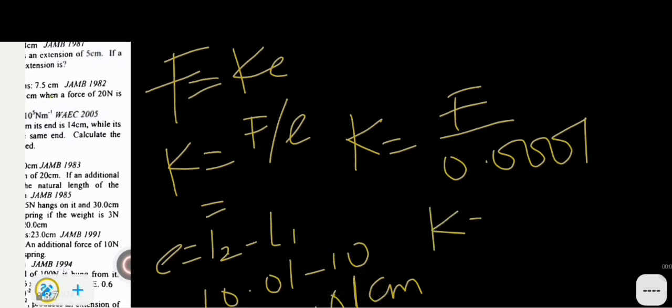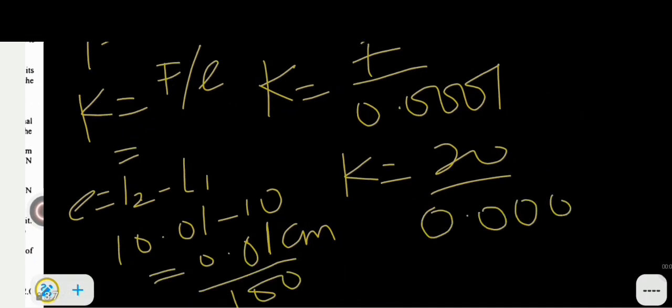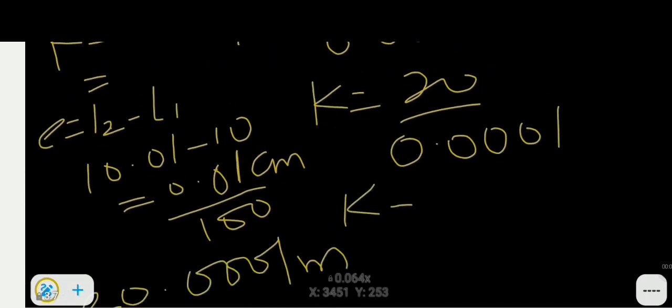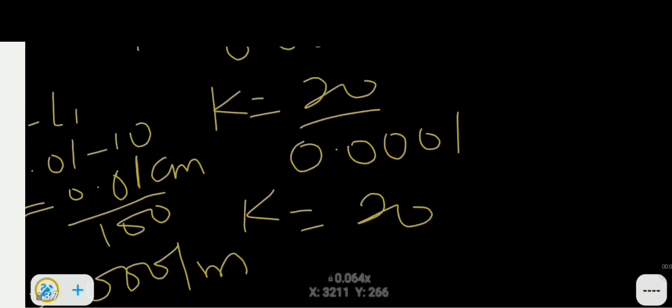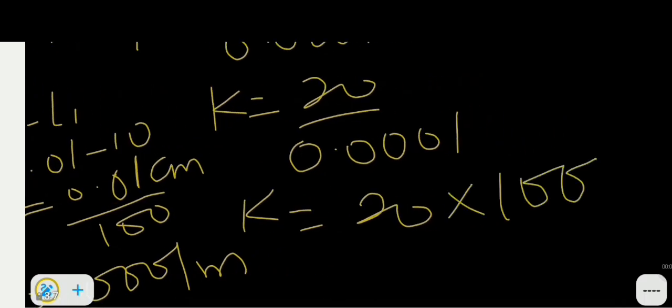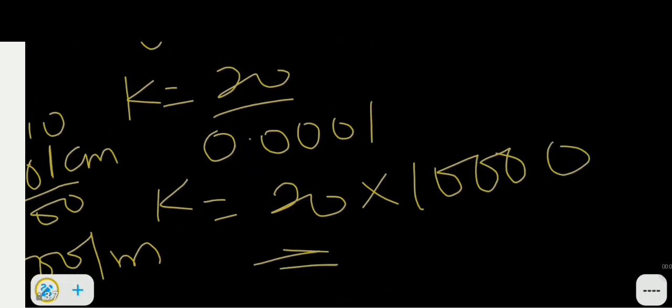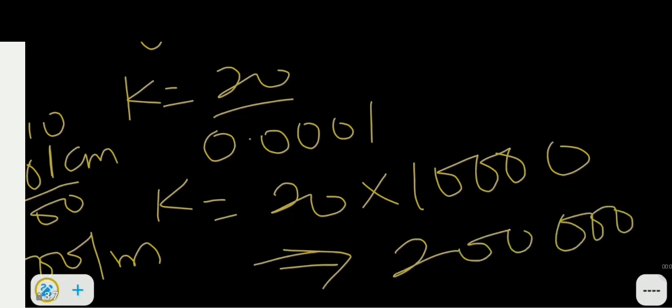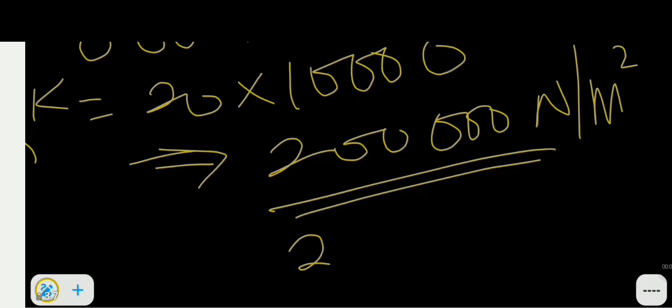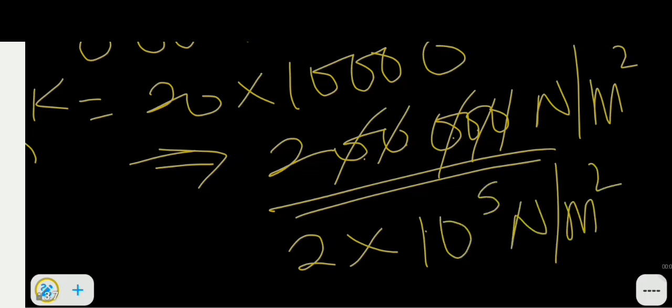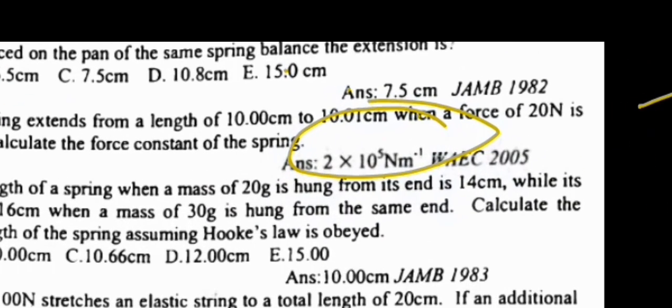So K will be 20 divided by 0.0001. So you divide this, K will be, let me just times by 1, 2, 3, 4. So just times this by, the answer will be 200,000. Once you put it in standard form, you write it as 2 times 10 to the power 5. There are 5 zeros. So let's check it out. 2 times 10 to the power 5 newton per meter squared.